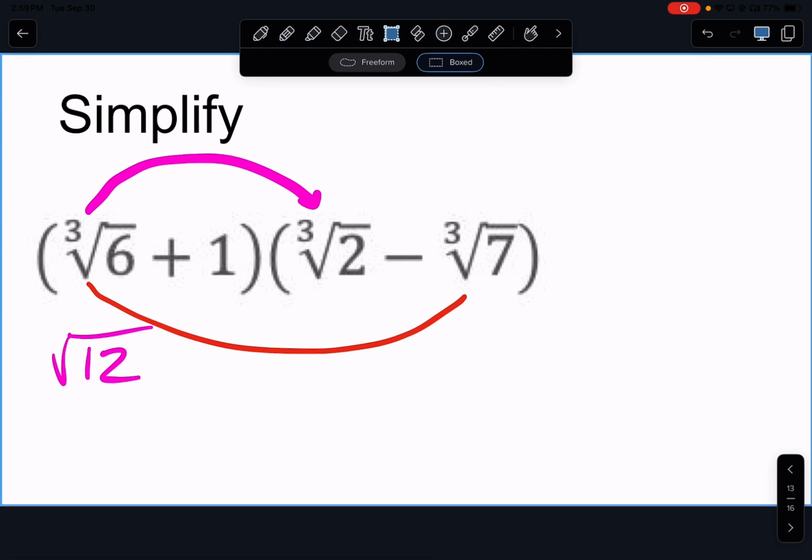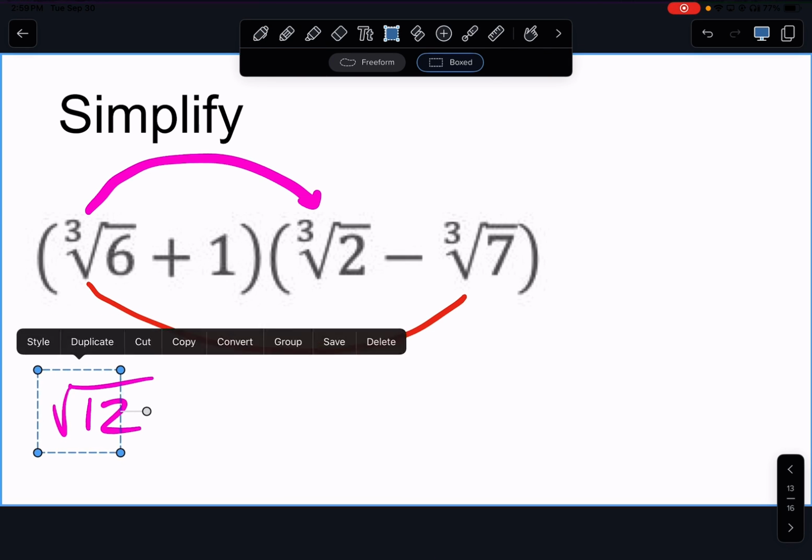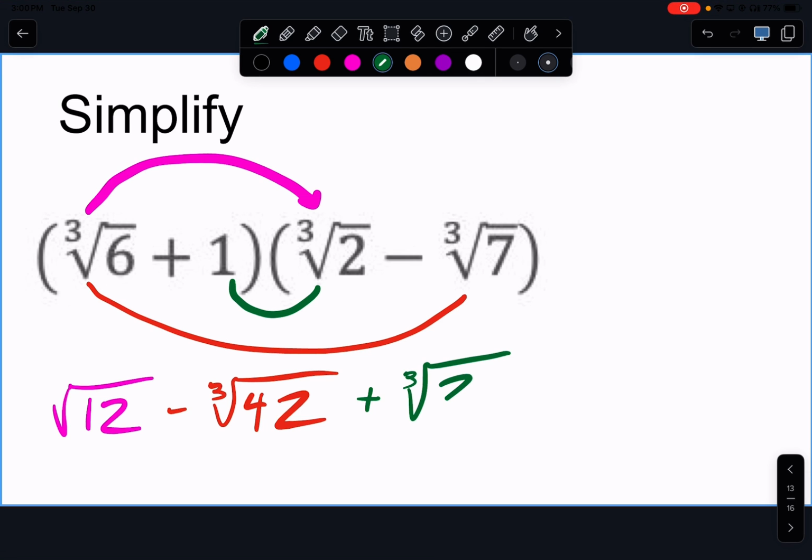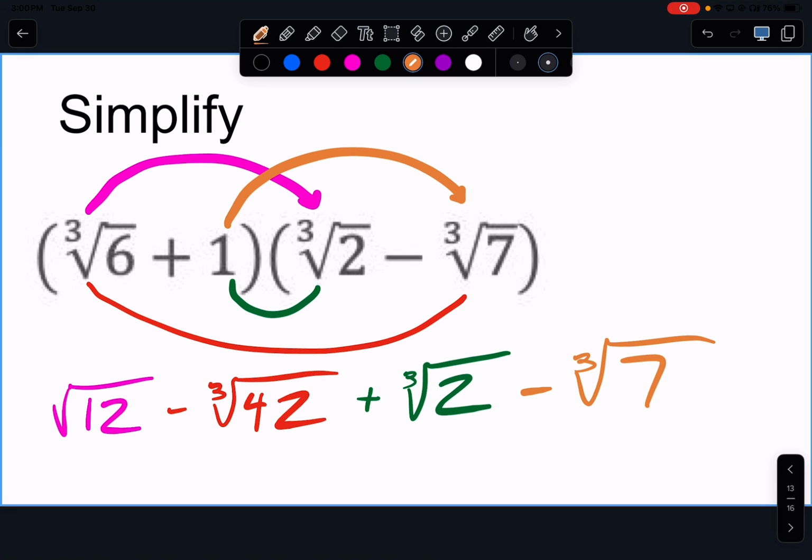The next one is going to be right here. Now we have the cube root of, what's 6 times 7? So minus the cube root of 42. I know, everybody got excited. Okay, then we do our insides. That's going to stay the same. So plus cube root of 2. And then our last one is going to be minus cube root of 7.